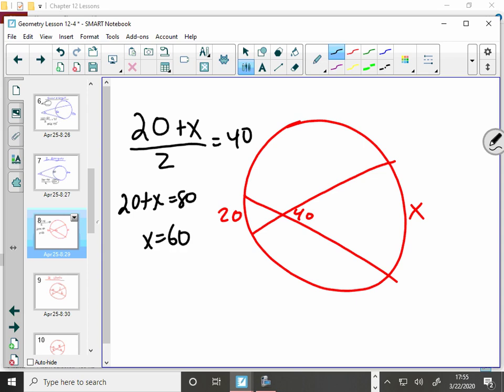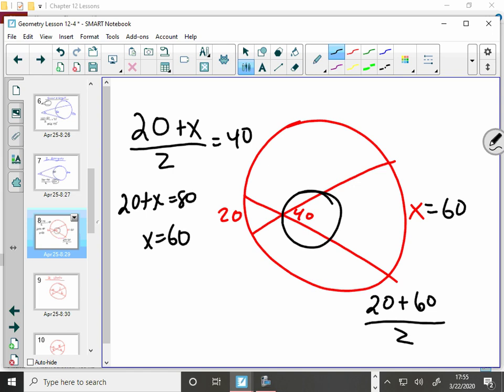Now you always need to check and see if it works, which it does. If you add the two arcs, 20 plus 60, and divide by 2, you get the angle, which is 40. All right, back to the same pictures. We had two chords, we had two secants, we had a secant and a tangent, we had two tangents.